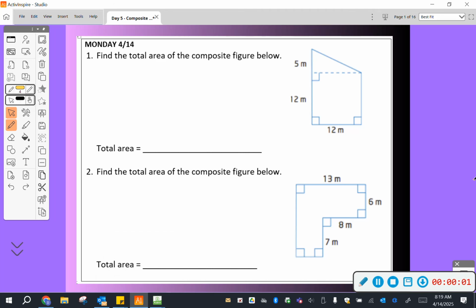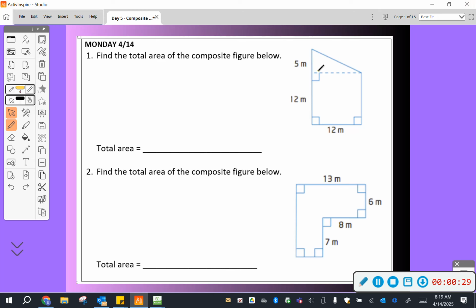On Friday, we learned about area of composite figures, which is what this is right here. What did we learn to do? How do we find the area of these weird shapes? Label the sides. Label the sides. What shape do I have on top here?